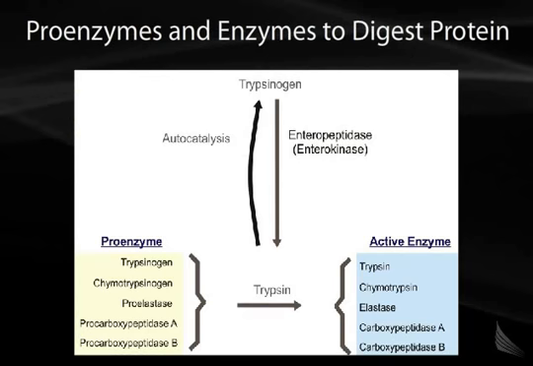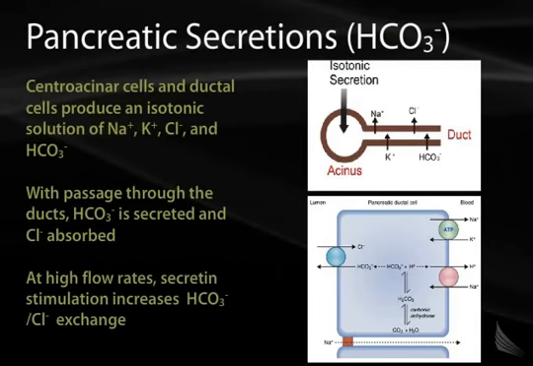Trypsinogen is activated to trypsin by enteropeptidase, or enterokinase, and then autocatalysis can subsequently take place with autoactivation of trypsinogen to trypsin. Trypsin is also important as it causes the activation of proenzymes chymotrypsinogen, proelastase, procarboxypeptidase A, and procarboxypeptidase B into the active forms of the enzymes.